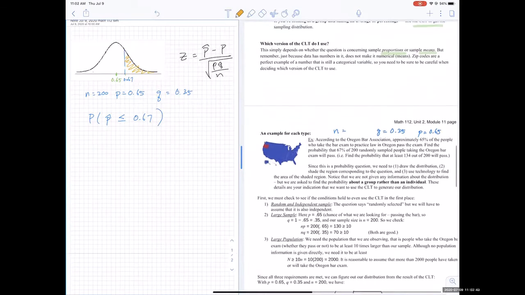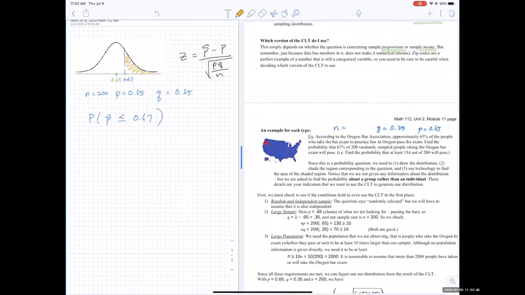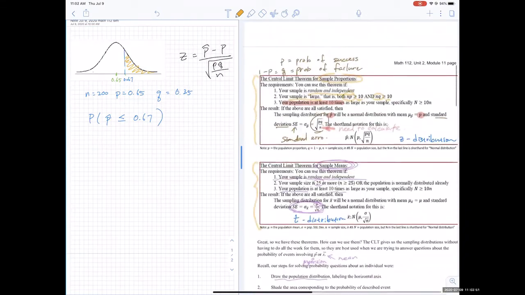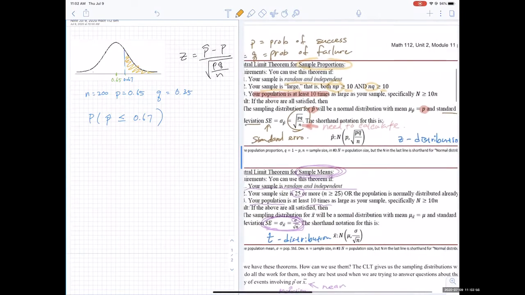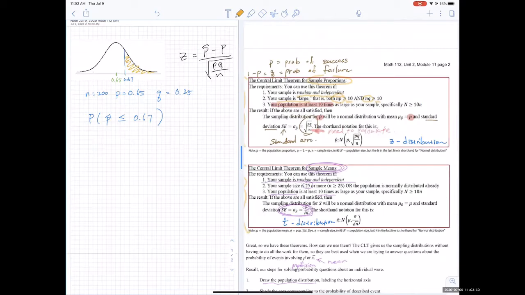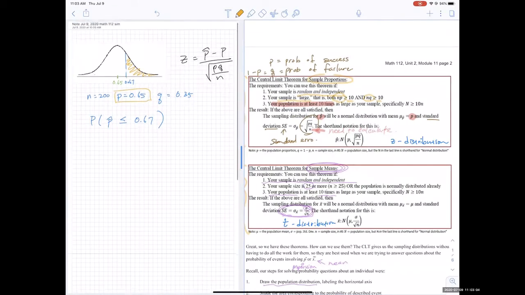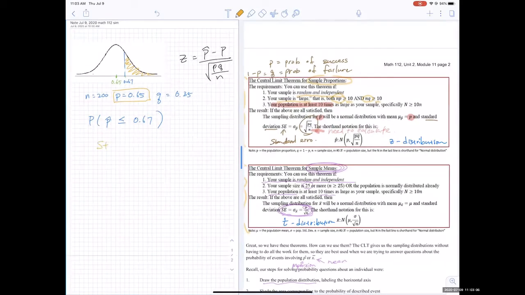Okay, so good. Now the first thing that we need to do is figure out, going back up here, the two pieces of information that we need: your p-value, which we already have, and your SE, standard error, which is your standard deviation. Standard error is equal to the square root of PQ over N. Let's actually solve that with our calculator first.